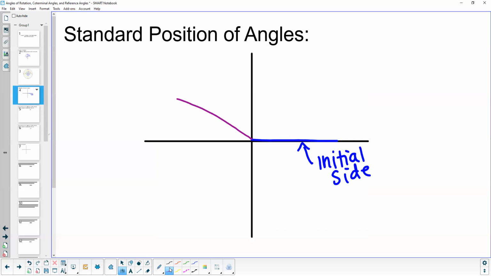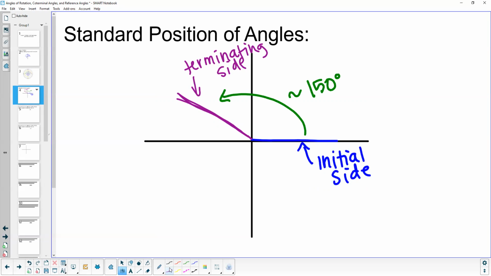Now, if we rotated here, we can get to this line here two different ways. But this line where our angle stops is called our terminating side. A way to remember it is that terminate means stop. So this is the side where our angle stops. And there's two different ways to get there. We can go counterclockwise, and in this case we would be at about 150 degrees. Remember, this point here is 90, this would be 180, so 150 is right in between those two.